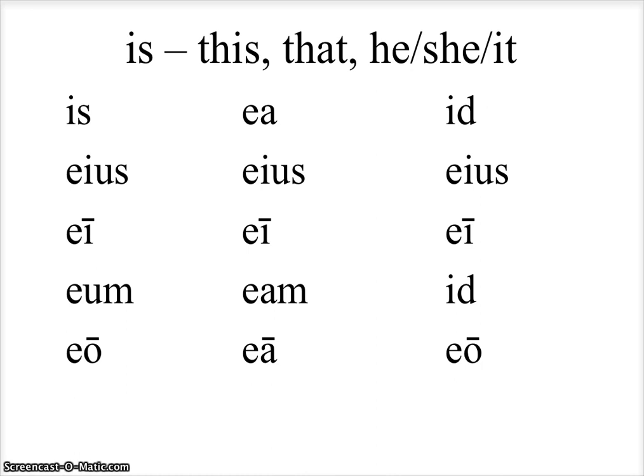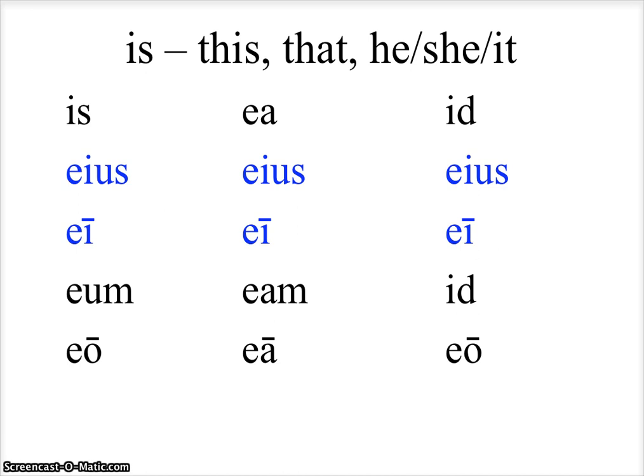Moving on, we have is, ea, id. Is, ea, id can mean this or that. This man, this woman, that woman. It's a little bit more neutral than either hic, this one, or ille, that one, which point to something close or to something farther away. This, that points to something in the room, something we're talking about, something more general. And it can also be used as the pronoun, he, she, it.